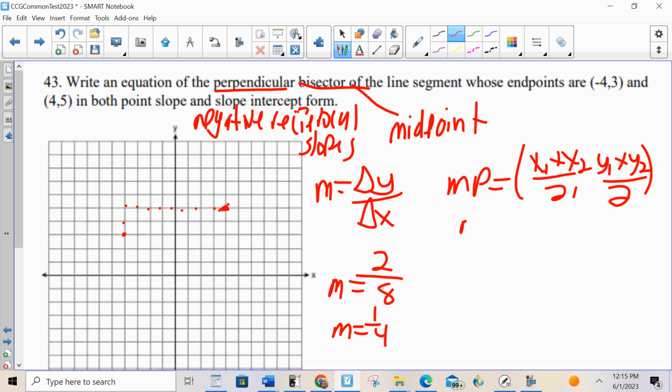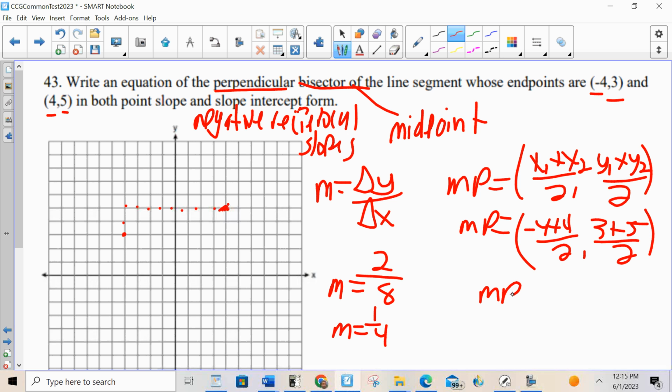My midpoint: x1 plus x2 is negative 4 plus 4 over 2. My y's are 3 plus 5 over 2. That's 0 over 2, which is 0, and 8 over 2, which is 4. You could also just count on the graph. If it's up 2 and over 8, it'll be up 1 and over 4. Either way you come up with that.